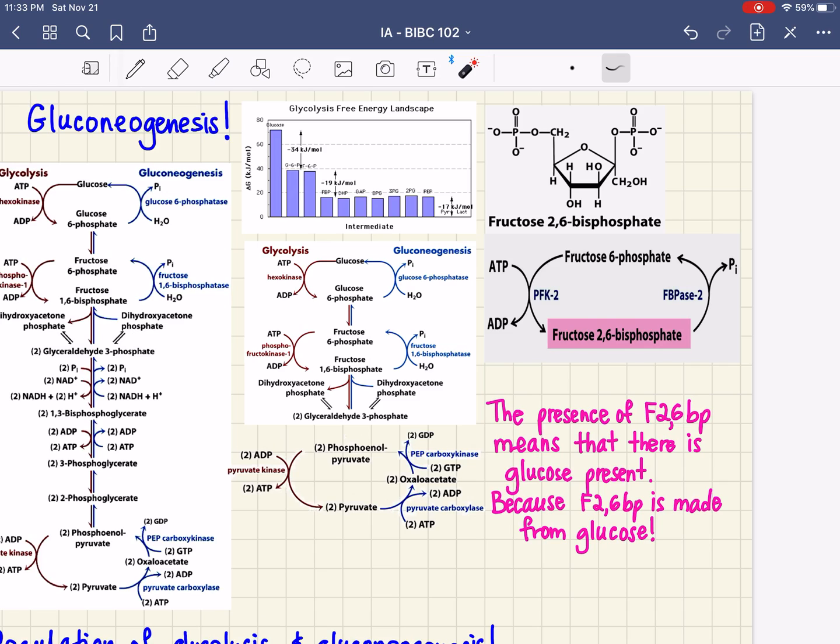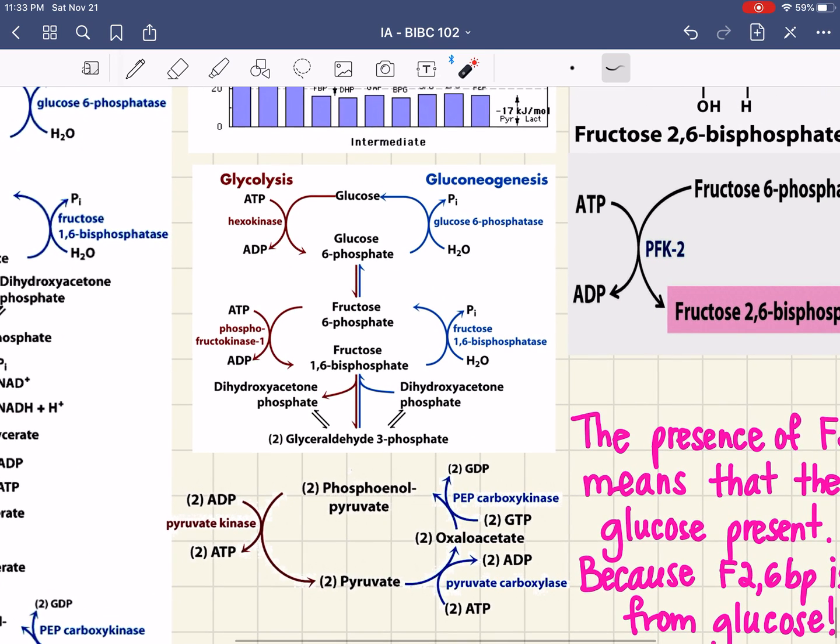Okay, now, one enzyme or one reaction that we really need to talk about because it's very important, is the reaction that takes us from fructose 6-phosphate to fructose 1,6-bisphosphate, or from fructose 1,6-bisphosphate to fructose 6-phosphate. Okay, so let's look at this reaction first. It is done by the enzyme PFK, phosphofructokinase 1. And you remember this from when you studied glycolysis, hopefully, okay?